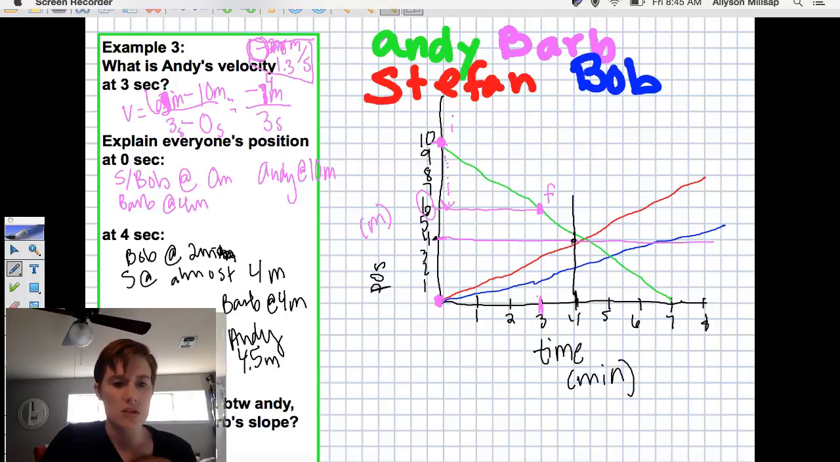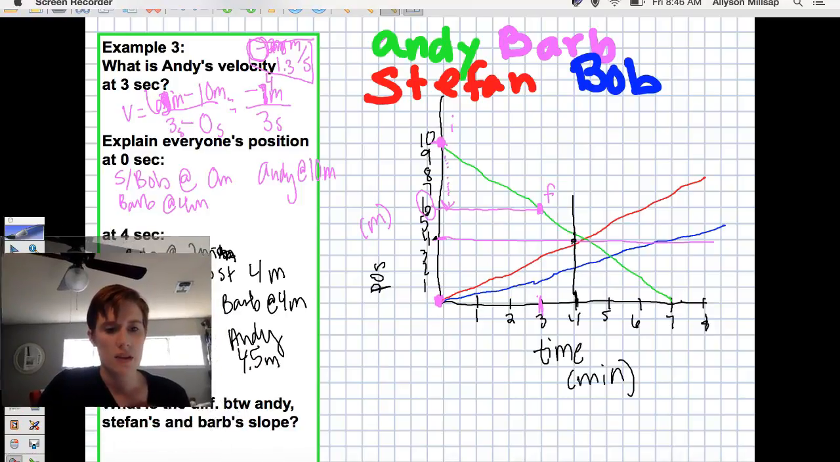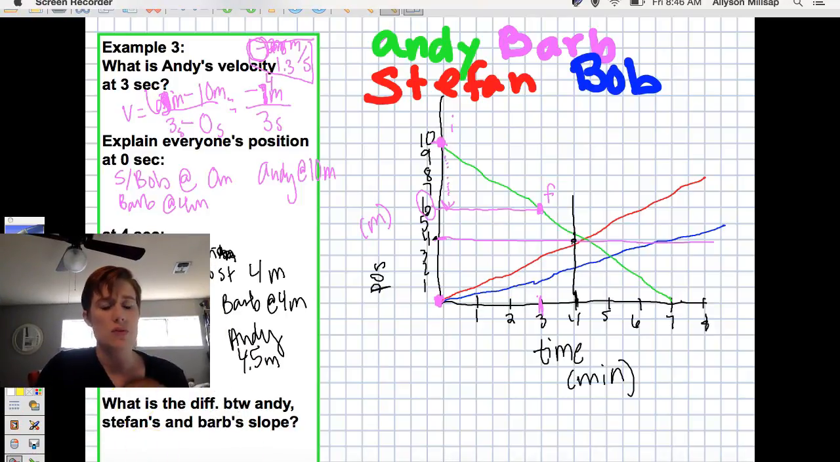So we could explain what's happening to all of them. We're not going to do the one at 5 seconds. And then we did talk about the difference between their slope. Stefan has a steep slope, so we could calculate his velocity, and we know he's going to have a high velocity. Barb's slope is flat. Okay, a flat slope means 0 velocity.